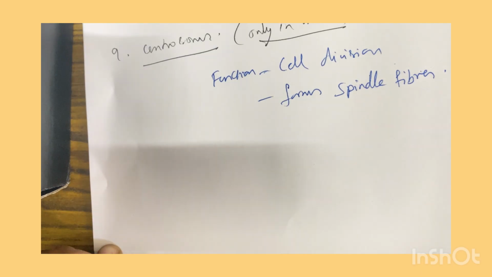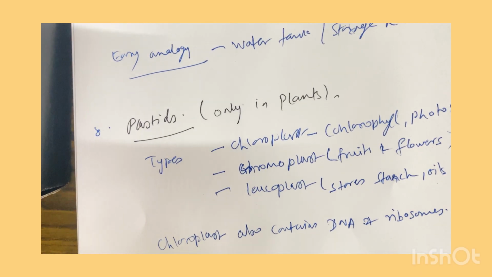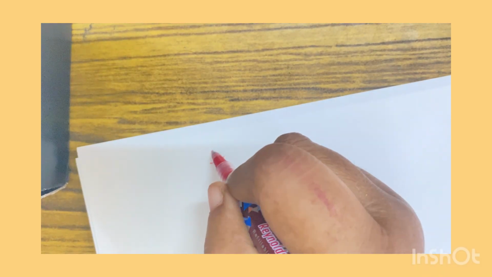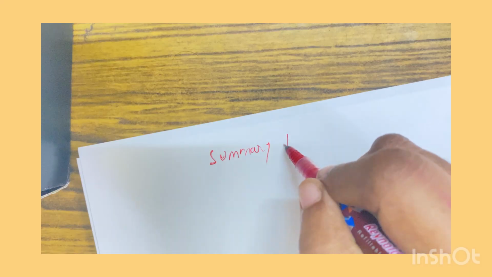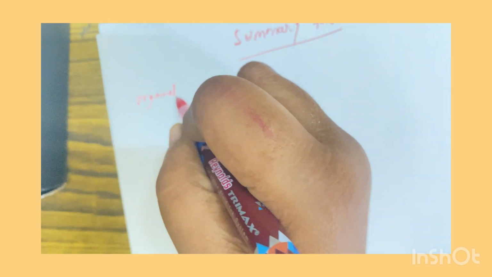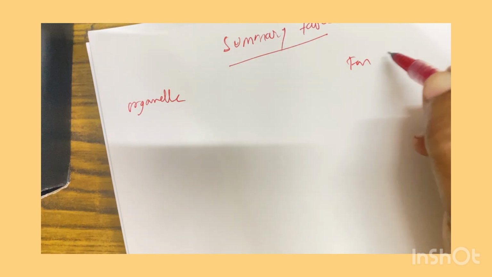Clear, students? So now, after learning about approximately 9 organelles, let us summarize them. You are going to help me out and let me know how many of you get it correct as we proceed. So we will go for the summary table. Here is the name of the organelle and this is the function. Now you are going to tell me one by one.